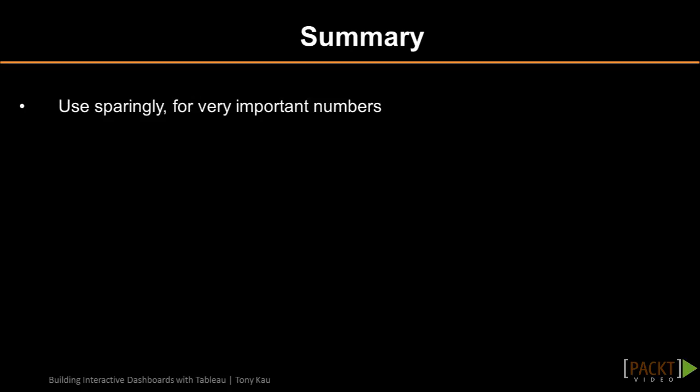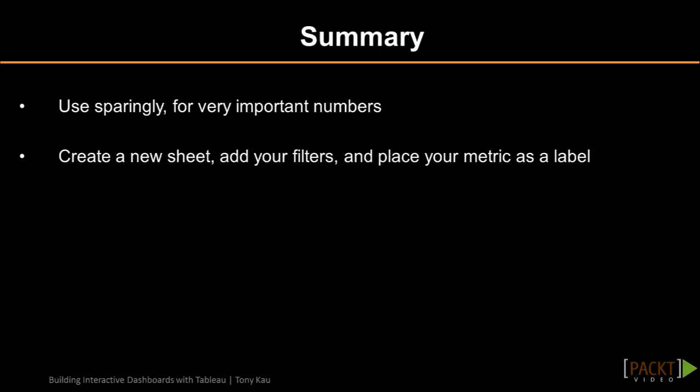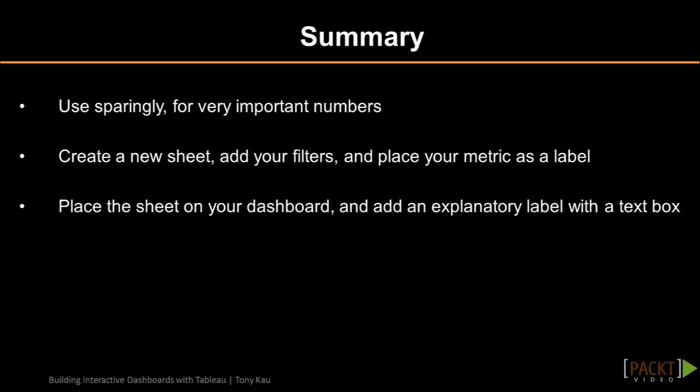To recap, in this video we learned that an effective use for a text element is to sparingly call out our very few important numbers. To make them, we created a new sheet, added our filters, and dragged out the metric as a label. Then on our dashboard, we dragged out the sheet onto the canvas and added a label using a text box. In the next video, we'll dive into period over period calculations.